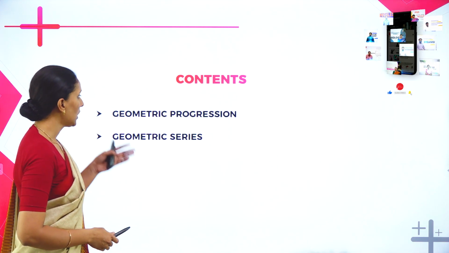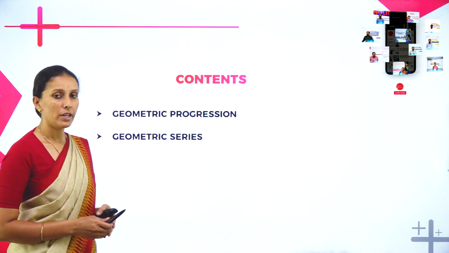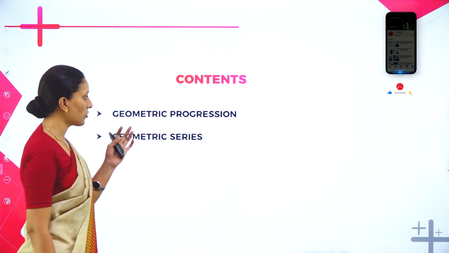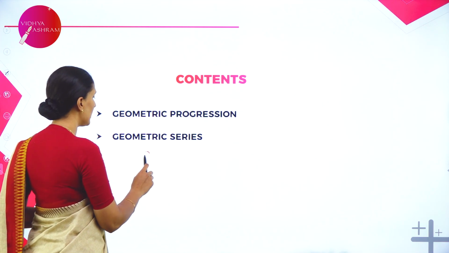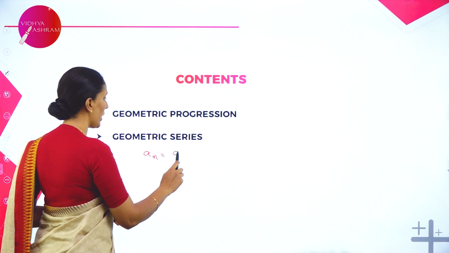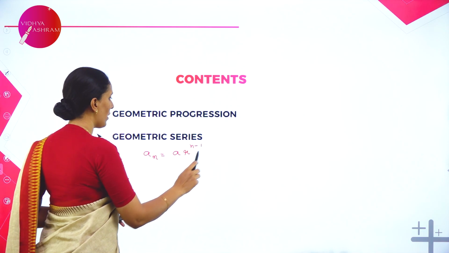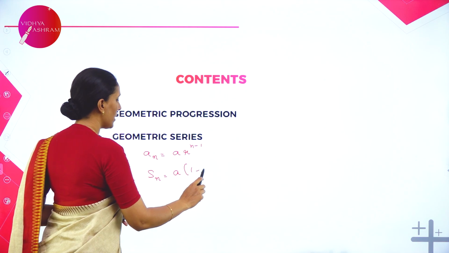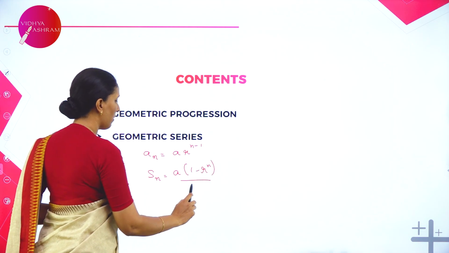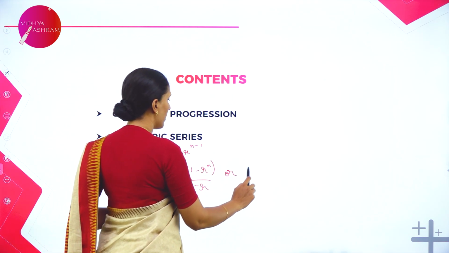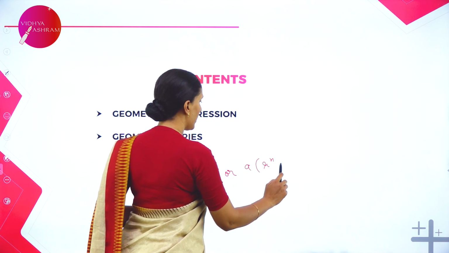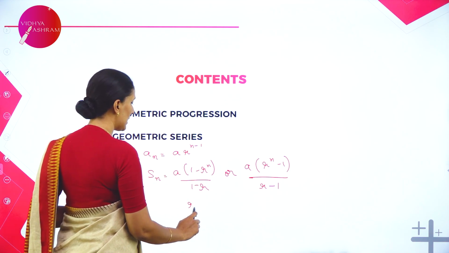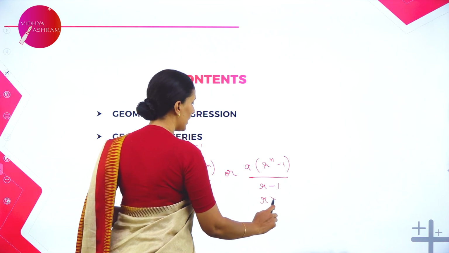So we have learnt the sequence of geometric progression and the last term as well as the sum of its terms. So we know that in a sequence of geometric progression, the last term is given by an is equal to a r to the power n minus 1, and the sum Sn is given by a into 1 minus r power n divided by 1 minus r, or a into r power n minus 1 divided by r minus 1, depending upon whether r is less than 1 or r is greater than 1.